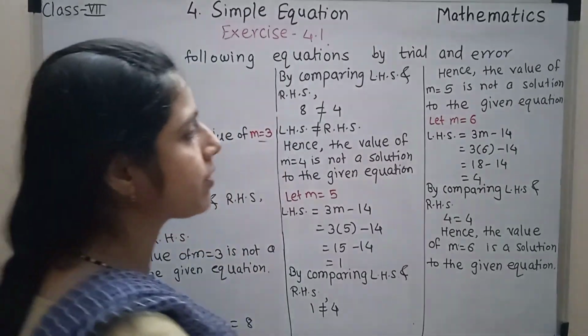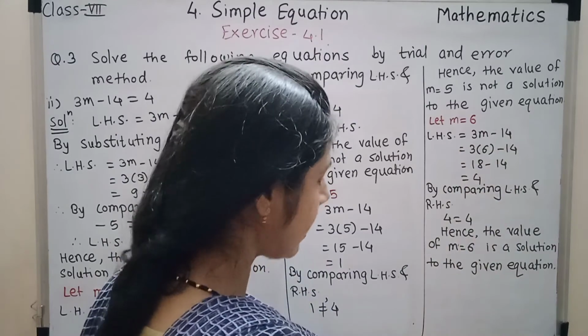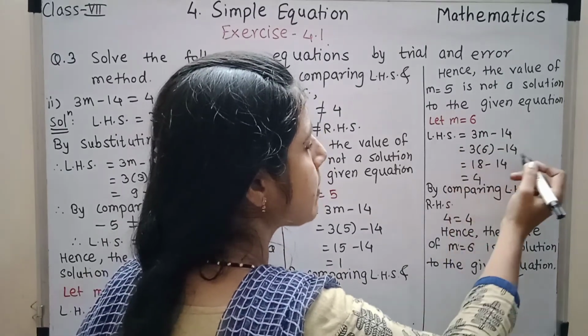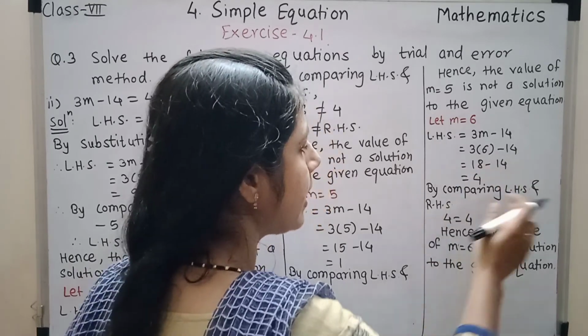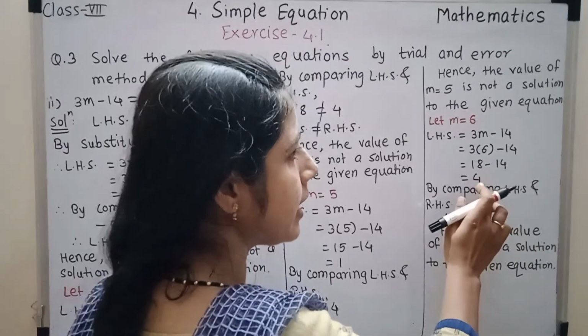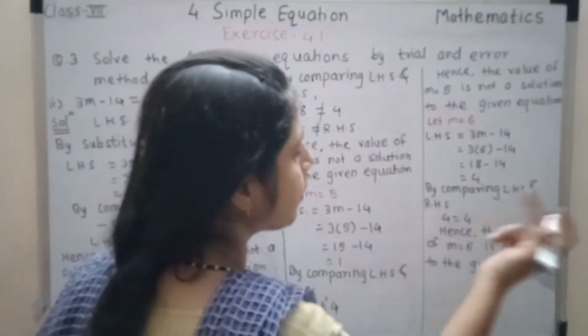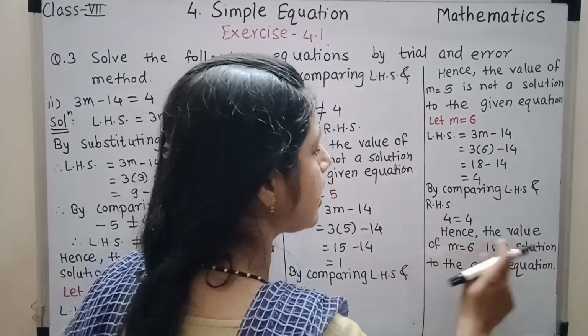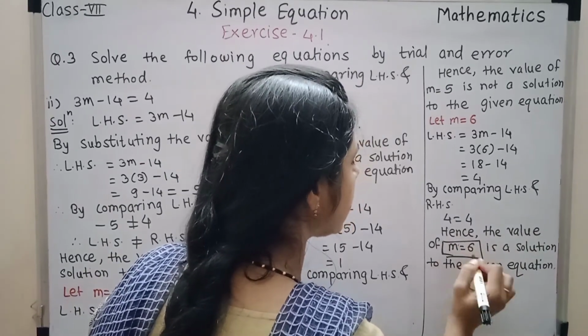We will try the next one, that is m equal to 6. So LHS is what? 3m minus 14. So 3m minus 14 है तो ये आ जाएगा 3 into 6 minus 14. So 3 6 the what? 18 minus 14 is 4. Now comparing the LHS and RHS, what we have calculated LHS over here 4. RHS is given to us 4. So 4 equal to 4, equality आ रही है and hence the value of m equal to 6 is the solution to the given equation.